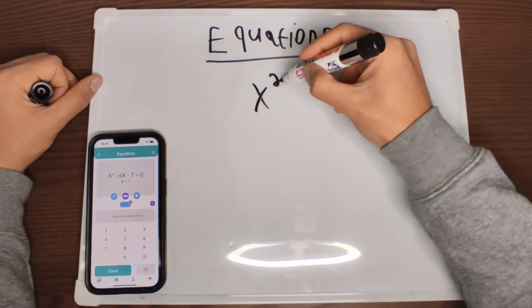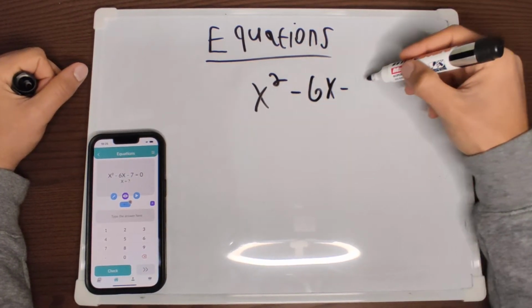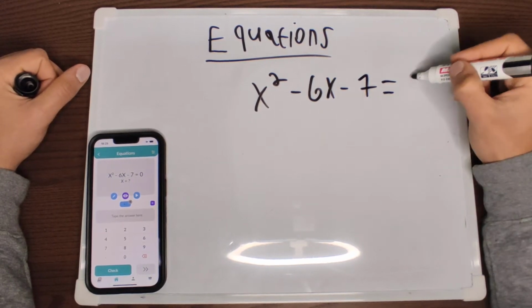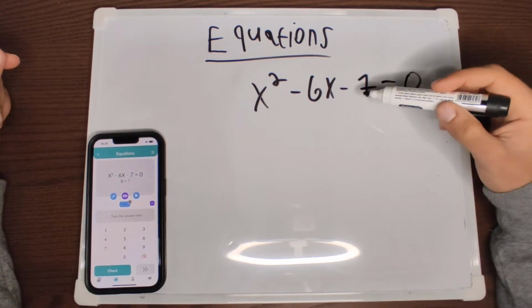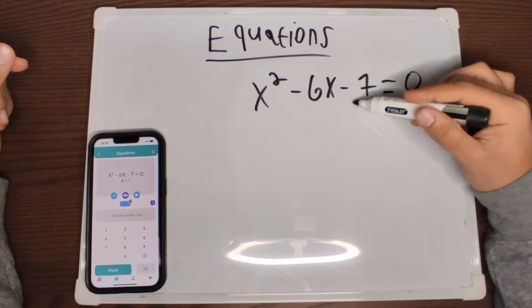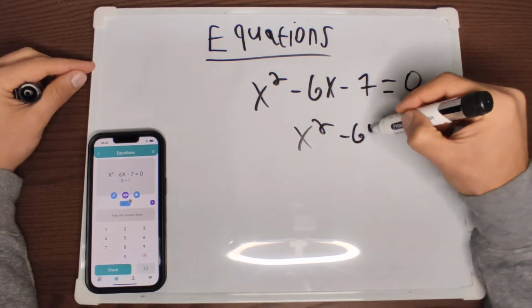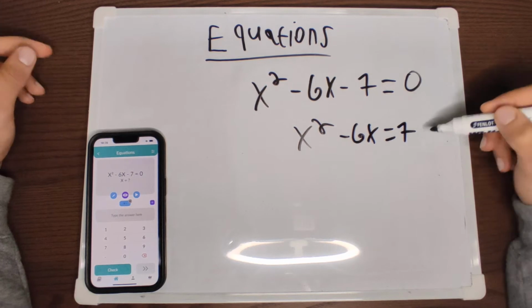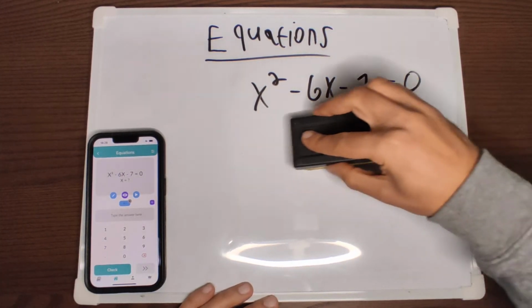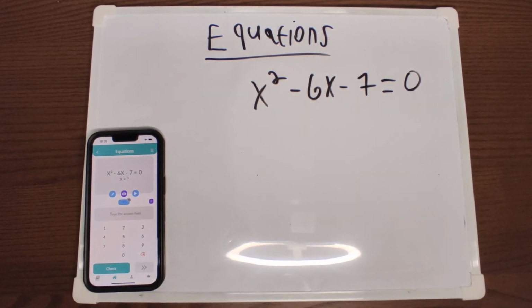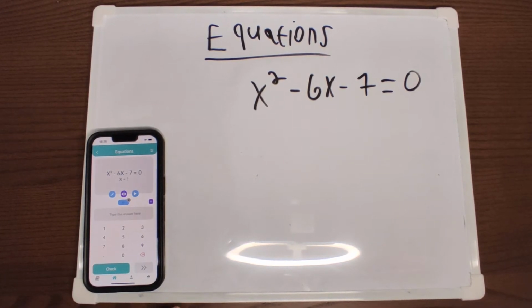x squared minus 6x minus 7 equals 0. Okay, so what can we do here? We can take the minus 7 and move it to the other side, but it won't help us, because what can we do now? Divide it by x. Okay, so this is not the way to solve it. So, before we solve it, I want to show you something else.